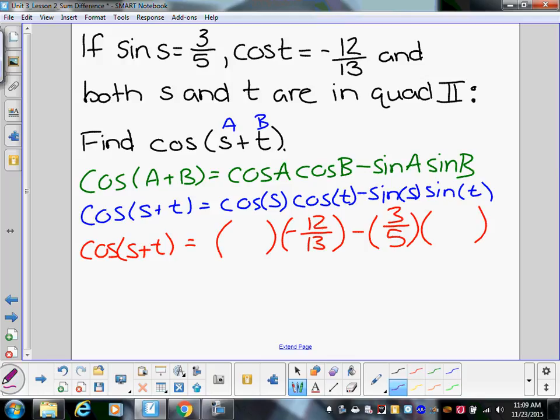So, we need to know what the cosine of S is and what the sine of T is so that we can proceed.